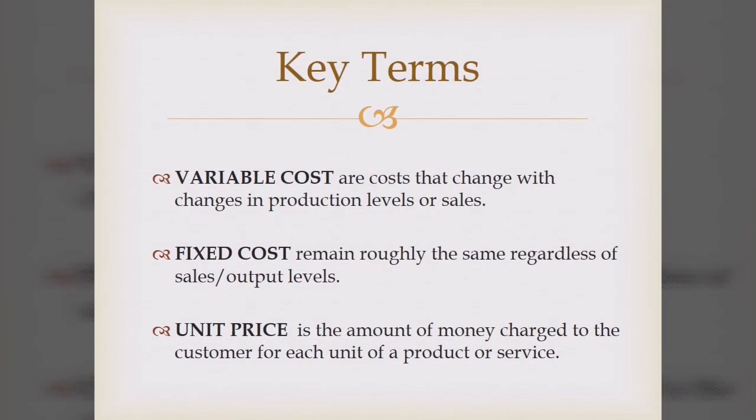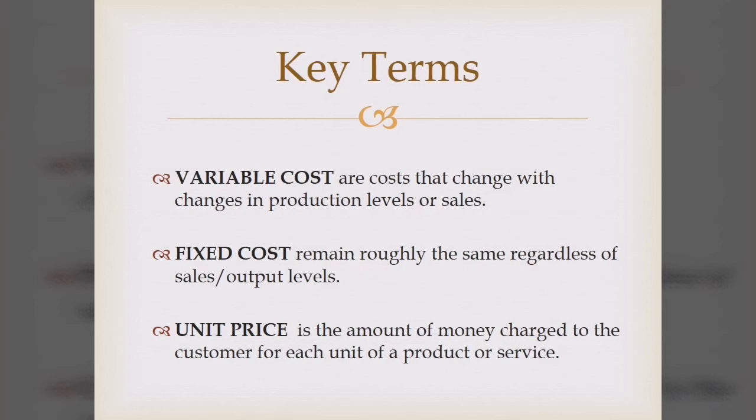Now let's take a quick review of the key terms as discussed by the previous reporter. Variable costs are costs that change with changes in production levels or sales, for example, the cost of materials used in production of the goods. Fixed cost remains roughly the same regardless of sales output or level, for example, rent, insurance, and wages.